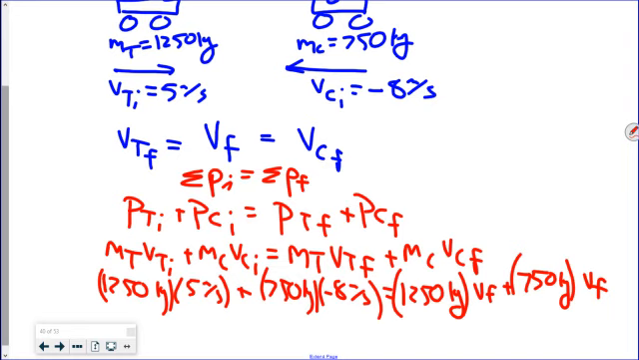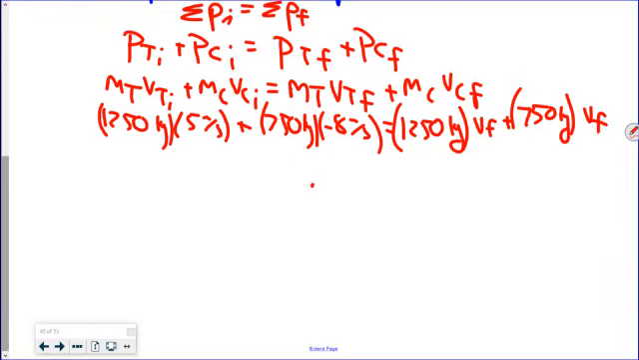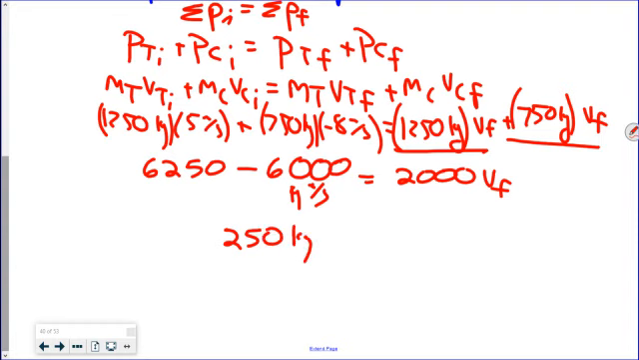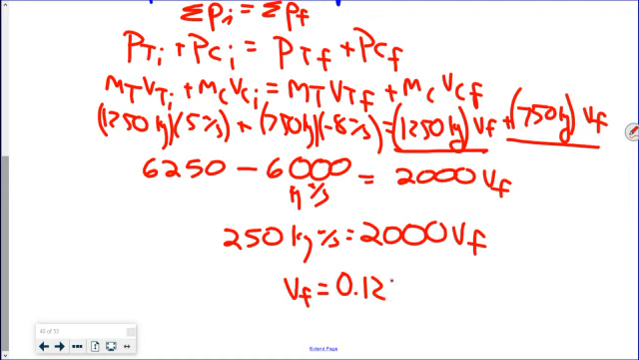Okay, so the left side of this equation is the total momentum before the collision, right-hand side is the total momentum after the collision. So add these up. So this number here on the left gives us 6250 minus 6,000. These are kilogram meters per second. Equals 1250 VF plus 750 VF is just 2000 VF. So now I'm looking at 250 kilogram meters a second equals 2000 VF. Divide both sides and your VF turns out to be 0.125 meters per second.